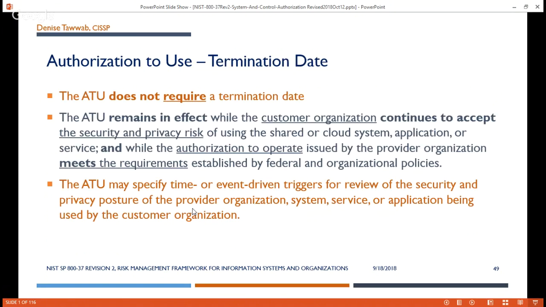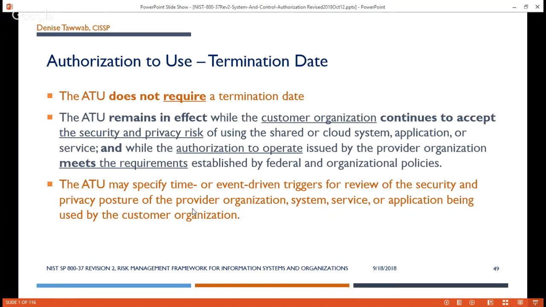The authorization to use doesn't require an authorization termination date like the other authorization types. The ATU remains in effect while the customer organization continues to accept the security and privacy risk of using the shared or cloud system, and while the ATO that was issued by the provider organization continues to meet the requirements established by federal or organizational policies. The ATU can specify time or event-driven triggers for review of the security and privacy posture of the provider organization.